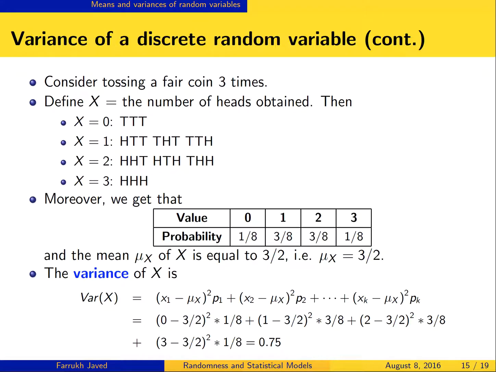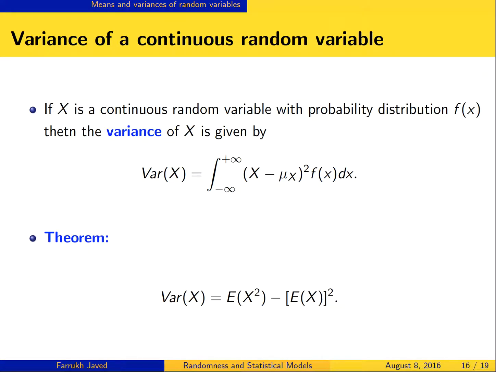So now just subtract each value from the mean, square it, and multiply it with the relevant probability. You keep doing this with all the 4 outcomes, and in the end you see the answer is 0.75, which is the variance of that particular random variable. For a continuous random variable, we do the same, but instead of summation we have integration, and instead of probabilities we have the distribution function.